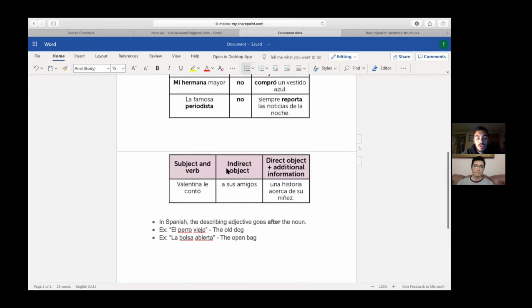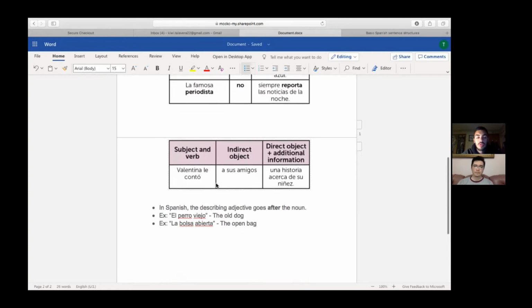And then our last chart has the indirect object. We're just adding another element to the sentence. So you have the subject and the verb. Valentina would be the subject. She's a person. And then le contó, that is the verb, which means she told to them, and the indirect object is a sus amigos, which would be her friends. And then you finish with the direct object and anything else you need to wrap up the sentence: una historia acerca de su niñez, which means a story about her childhood.